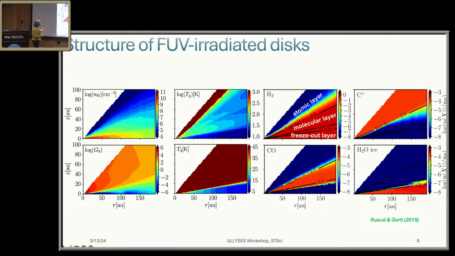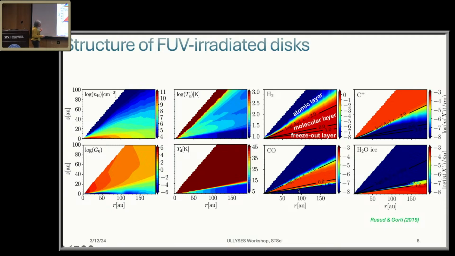You have an atomic layer on top. You have a molecular layer deeper in, where H goes to H2, and C goes from C+ to CO. There's a small sliver of atomic carbon here. And then as you go further down, you also have a freeze-out layer. This is where, for example, water is freezing out, and you can see that CO freezes out as well. So this is water ice. This is the snow line, and you can see CO freezes out pretty close to that as well.